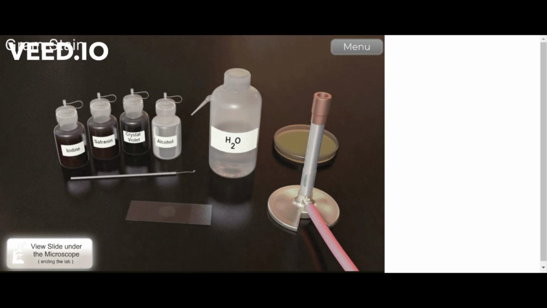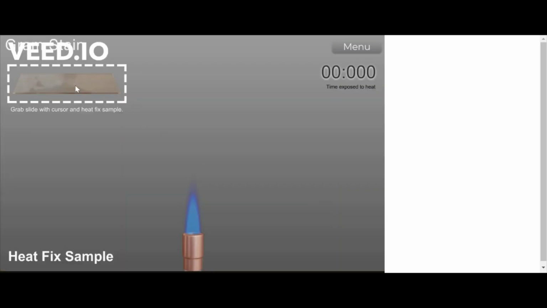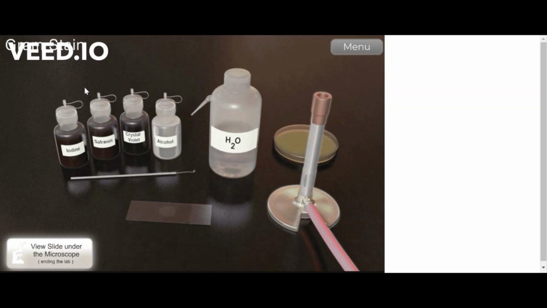So we will continue the gram staining simulation by heat fixing the slide. I will now pick up the slide, and I will pass this slide gently 2 to 3 times, around 1 or 2 seconds every time, through the flame. 1, 2, 3. Okay, we cannot put the slide too long on the flame, because it will kill the microorganism and will cause distortion of the cell.